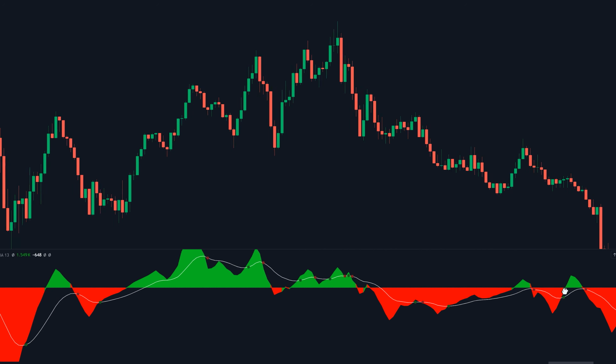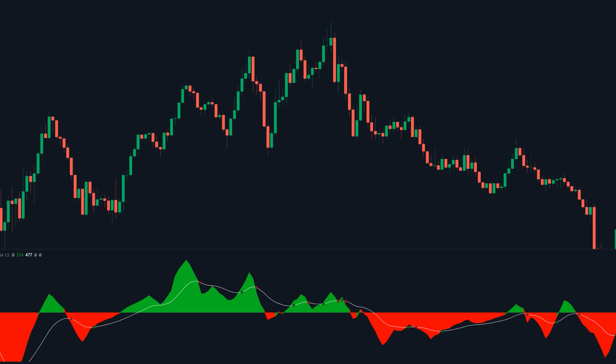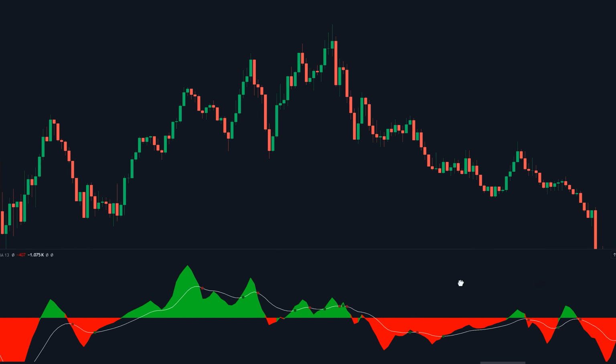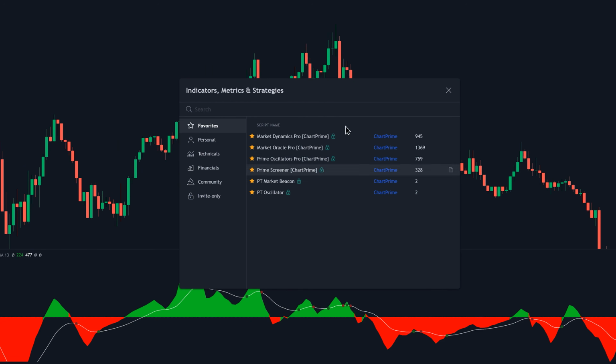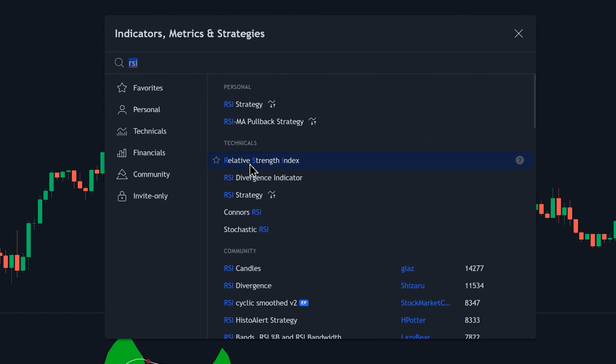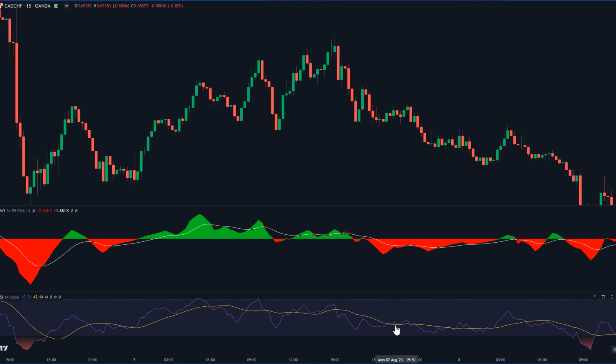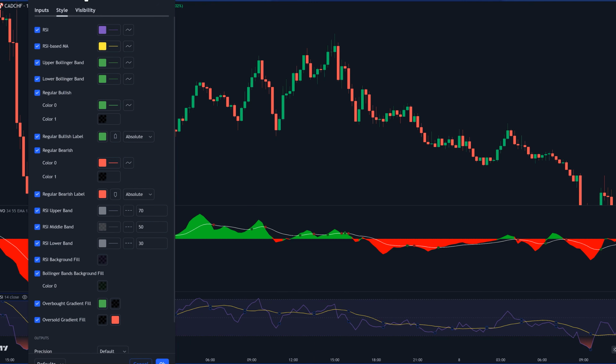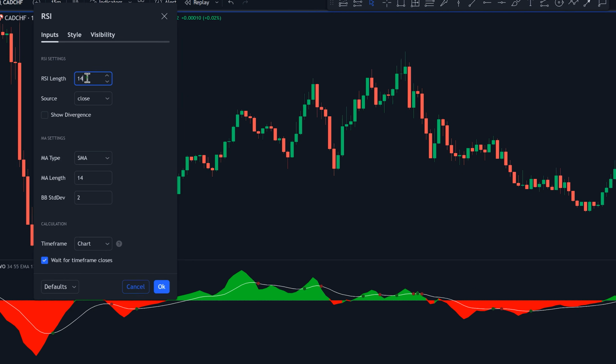However, for now, let's add one more indicator to the chart to filter out the false signals that may be produced by this indicator. On the indicator search tab, you want to type in RSI. And you want to go with this one under technicals. Next, you want to double-click on it so we can change some settings. On the Inputs tab, you want to change the length to 35.